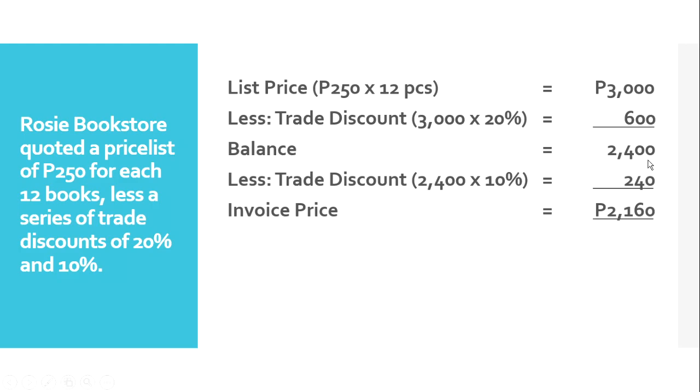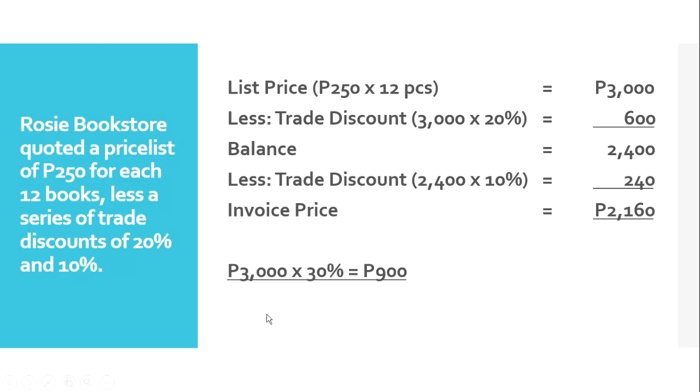Okay. Wag na wag nyong pag ang ganito ang problem, series of trade discount, yung pangalawa, i-multiply nyo si 10% doon sa balanse, not doon sa list price, which is 3,000. Kasi magiging iba yung amount niyan sa invoice price. Okay? Also, hindi rin tama na ipag-add nyo tong dalawa. 20 plus 10, which is 30%, saka mo na lang dinirect na minultiply kay 3,000. Kasi iba din yung magiging amount niyan.